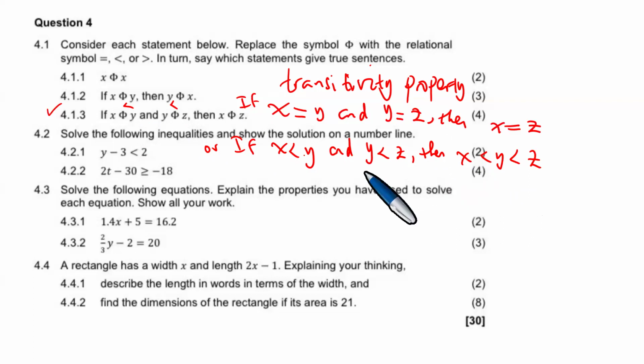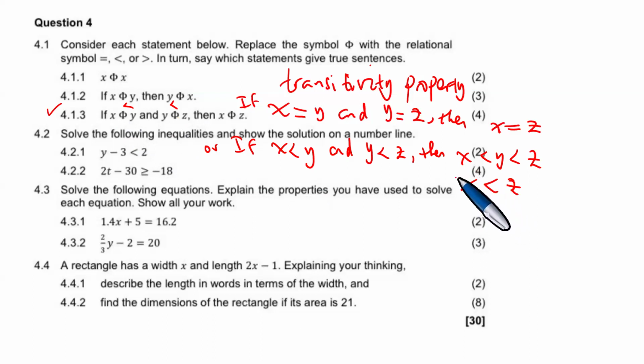So in 4.1, you can put any symbol here, but you need to choose from the equal sign, the less than, or the greater than symbol. Now you can say if x is less than y and y is less than z, it obviously means that in mathematics x is less than z. You get the point? That becomes then a true symbol there.